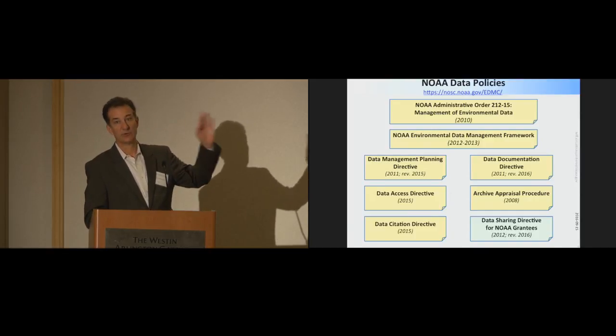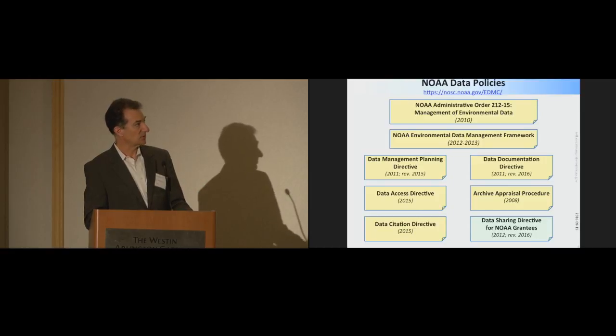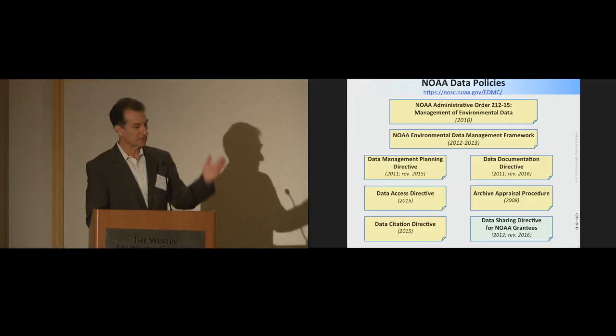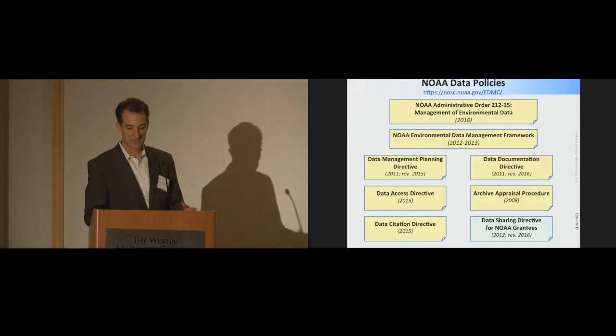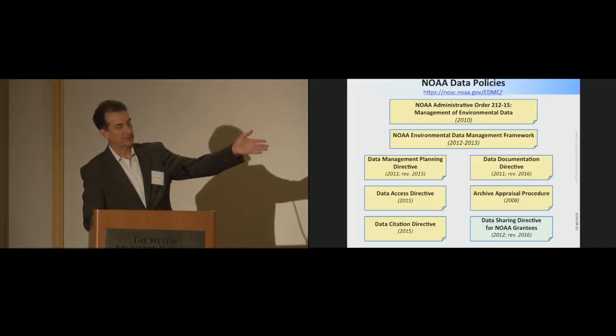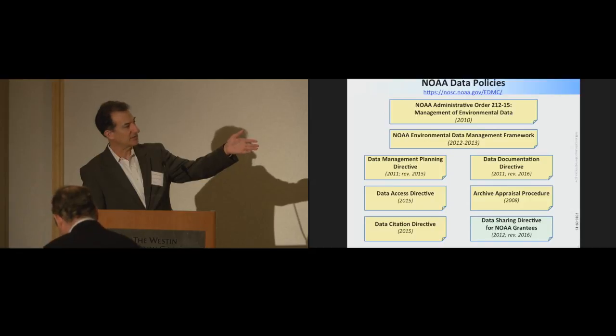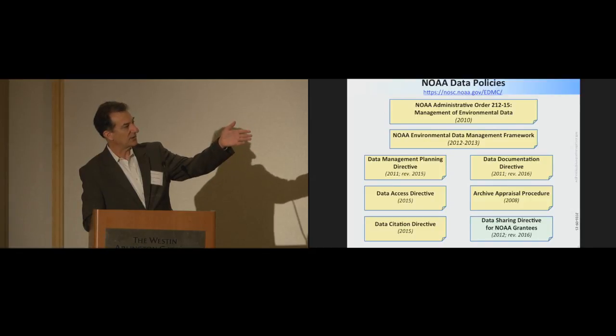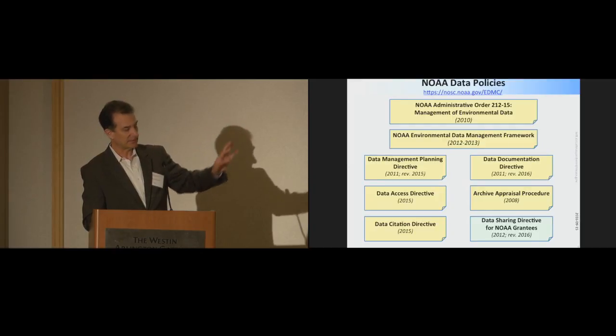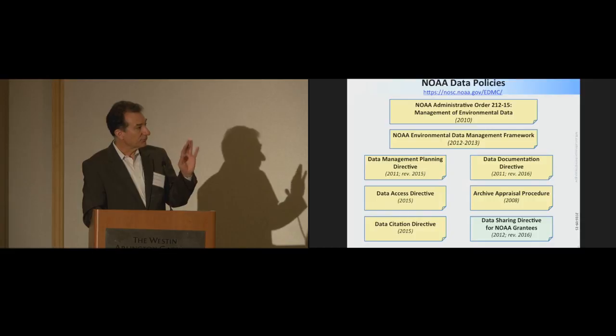There's a general one that says data should be accessible. We have a framework document, which is like a manifesto of why you should do this and what the organization and the enterprise architecture of it is at NOAA. We have directives that say you have to have a data management plan, your data must be accessible, this is how to cite data, this is how you get a DOI, your data must have documentation or metadata, and there's a procedure for getting your data into the archive. So we've written all these.